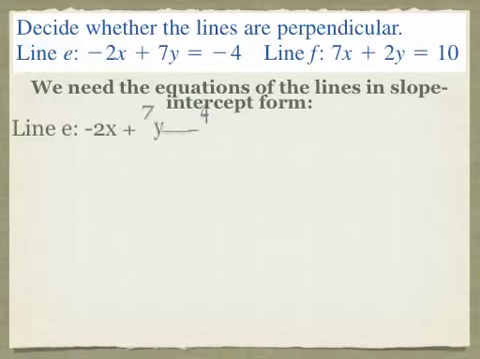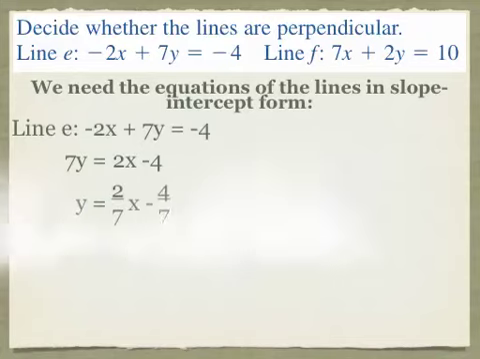Let's start with line E. To get y by itself, my first step, I'm going to add 2x to both sides to give me 7y equals 2x minus 4. To solve for y and get y by itself, I need to divide by 7 on both sides. When I divide by 7, I get y equals 2/7x minus 4/7. I'm going to do the same thing for line F.